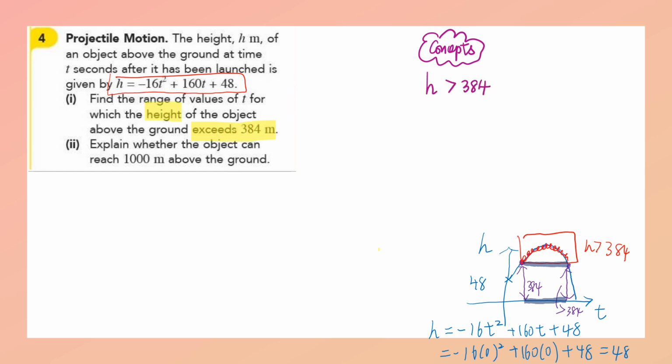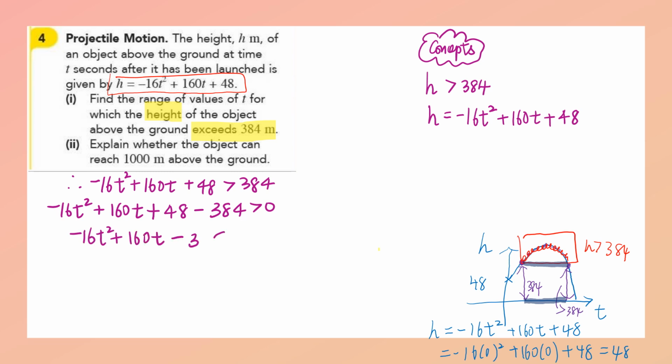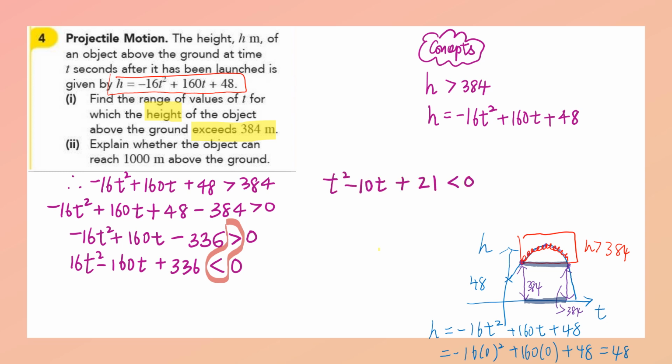All right, we want the height to be more than 384, and you're given the equation of the height to be negative 16t squared plus 160t plus 48. We let it be more than 384. Okay, the next step is just to bring everything to the left hand side to make sure the right hand side is 0. And then we're going to multiply by -1 throughout so that we make it a U-shaped curve. When you multiply everything by -1, it's very important to remember to flip the inequality sign. So from more than, it has to become less than. And then the next step is to factorize 16 out.